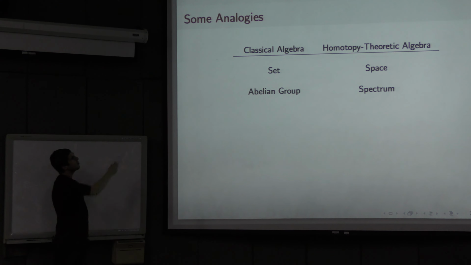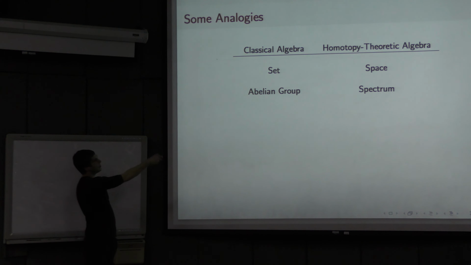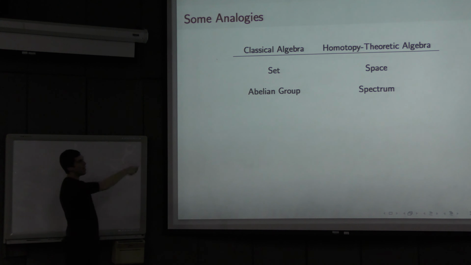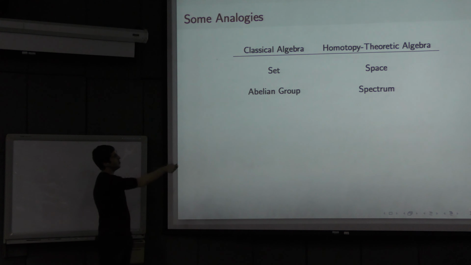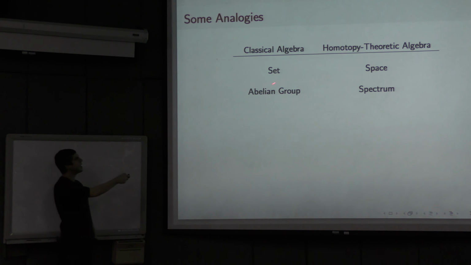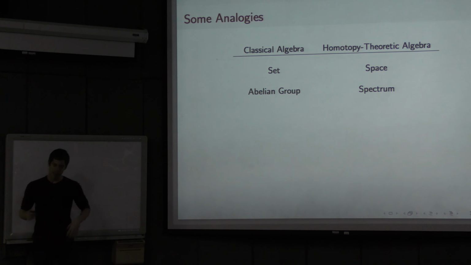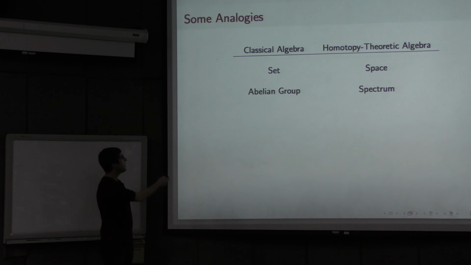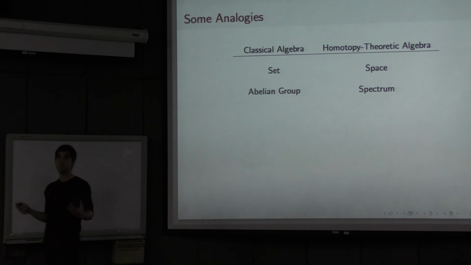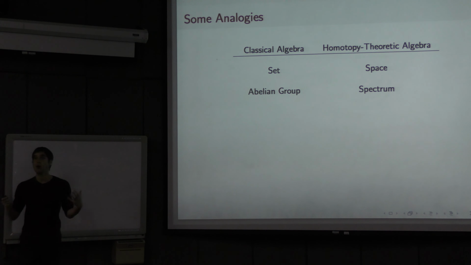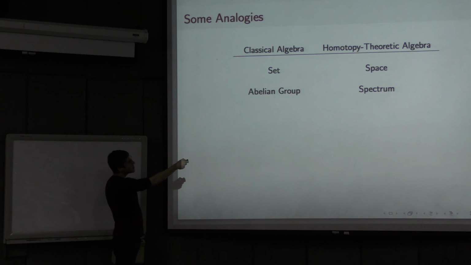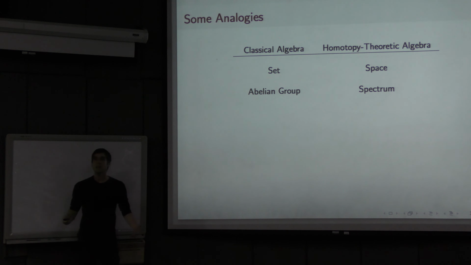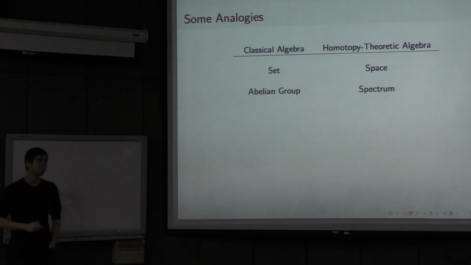And let me remark that the right-hand side you can think of as not just giving you analogs of these classical concepts, but generalizations of these classical concepts. Any set can be regarded as a topological space by giving it the discrete topology. And any abelian group determines for you a spectrum by taking its Eilenberg-MacLane spectrum, by studying ordinary cohomology with coefficients in that abelian group. But the right-hand side is a generalization because there are topological spaces which are not discrete, and there are cohomology theories which are not ordinary cohomology.